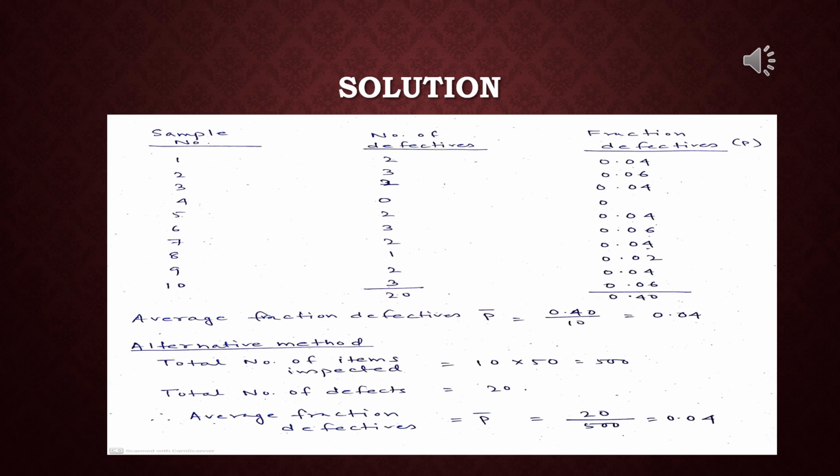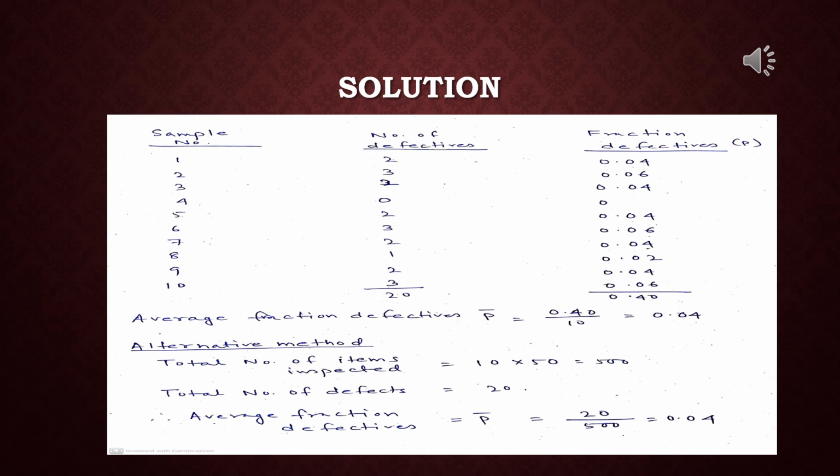Now if we talk about the number of defects here, sample number 1 will have the fraction defective of 2 by 50. Very similarly, sample number 2 will have 3 by 50, and continuously it will go on. So 2 by 50 or 3 by 50 gives you the fraction defective value, which we are getting at 0.04 or 0.06. Now, if we add back all the fraction defectives here, we get the total fraction defective at 0.40.